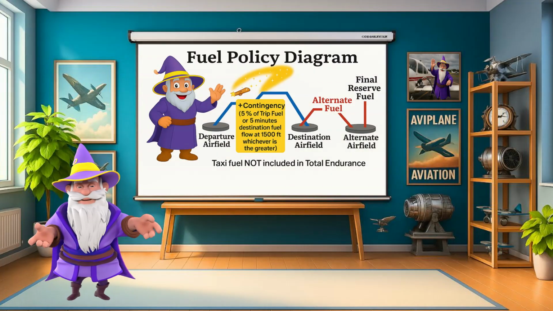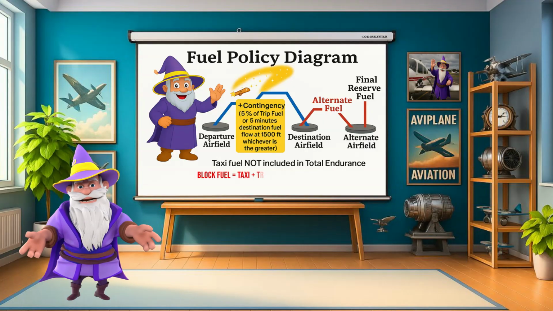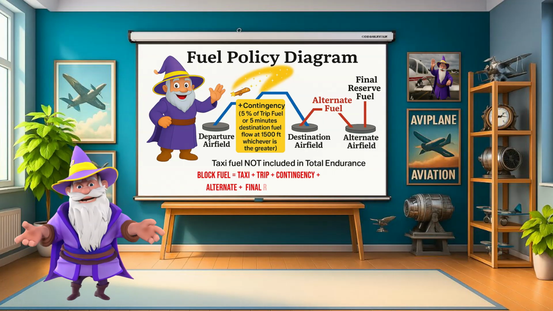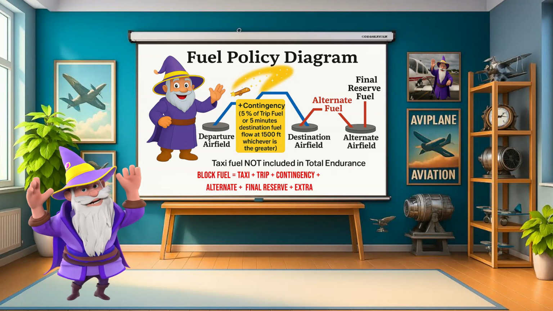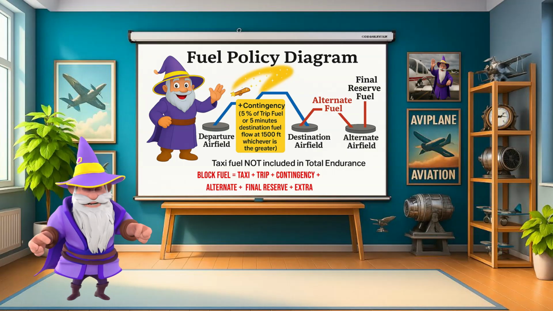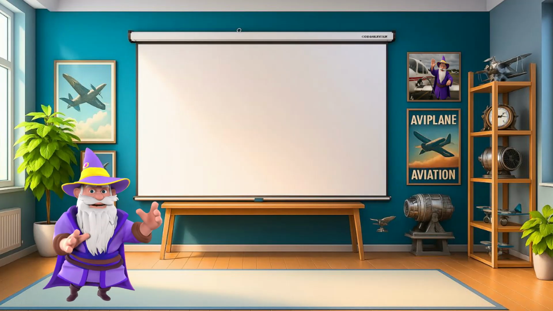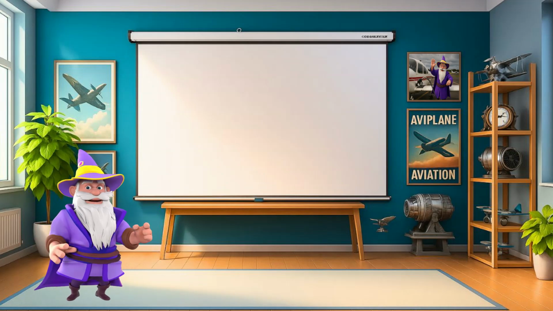All right, now let's see. Our block fuel is made up of taxi fuel, trip fuel, contingency fuel, alternate fuel, final reserve, and any additional or extra fuel the commander deems necessary. Let's analyze one by one what each of these fuels really means.